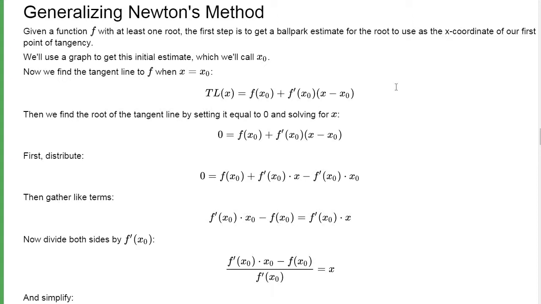Okay, once we have that ballpark guess, x sub 0, we're going to make a tangent line based on x sub 0.